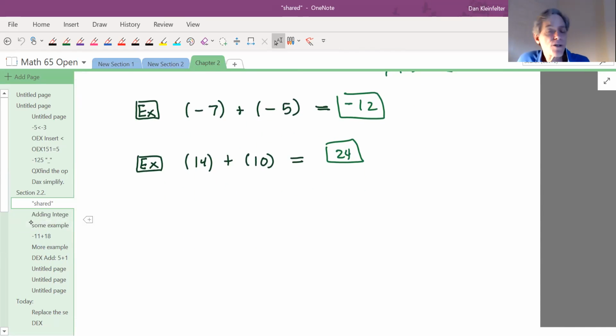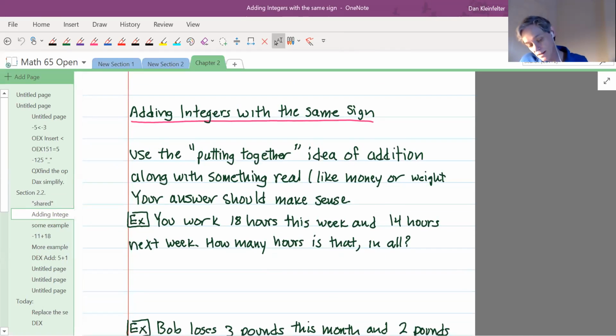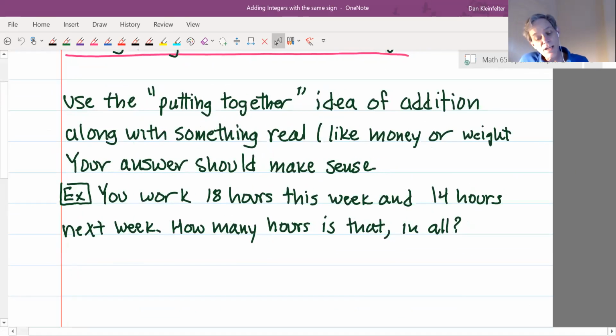So if you're adding together two numbers with the same sign, add their absolute values, and then the sign of the sum is the sign of the numbers you're working with. Okay, and that's kind of summarized here as well. Use the putting together idea of addition along with something real like money or weight or distance underground. Your answer should make sense.